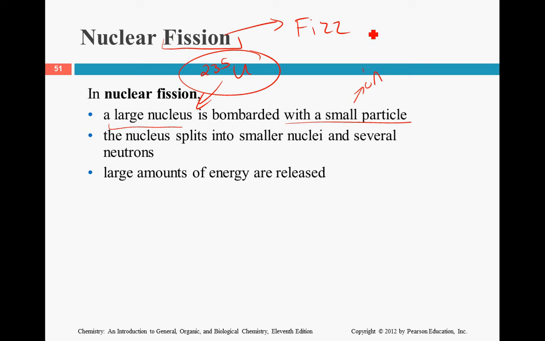The nucleus splits into smaller nuclei, and then several neutrons are also given off. And then those neutrons go back and hit more uranium, and it just keeps going. When that happens, large amounts of energy are released, and that's where we get the atomic bomb from.